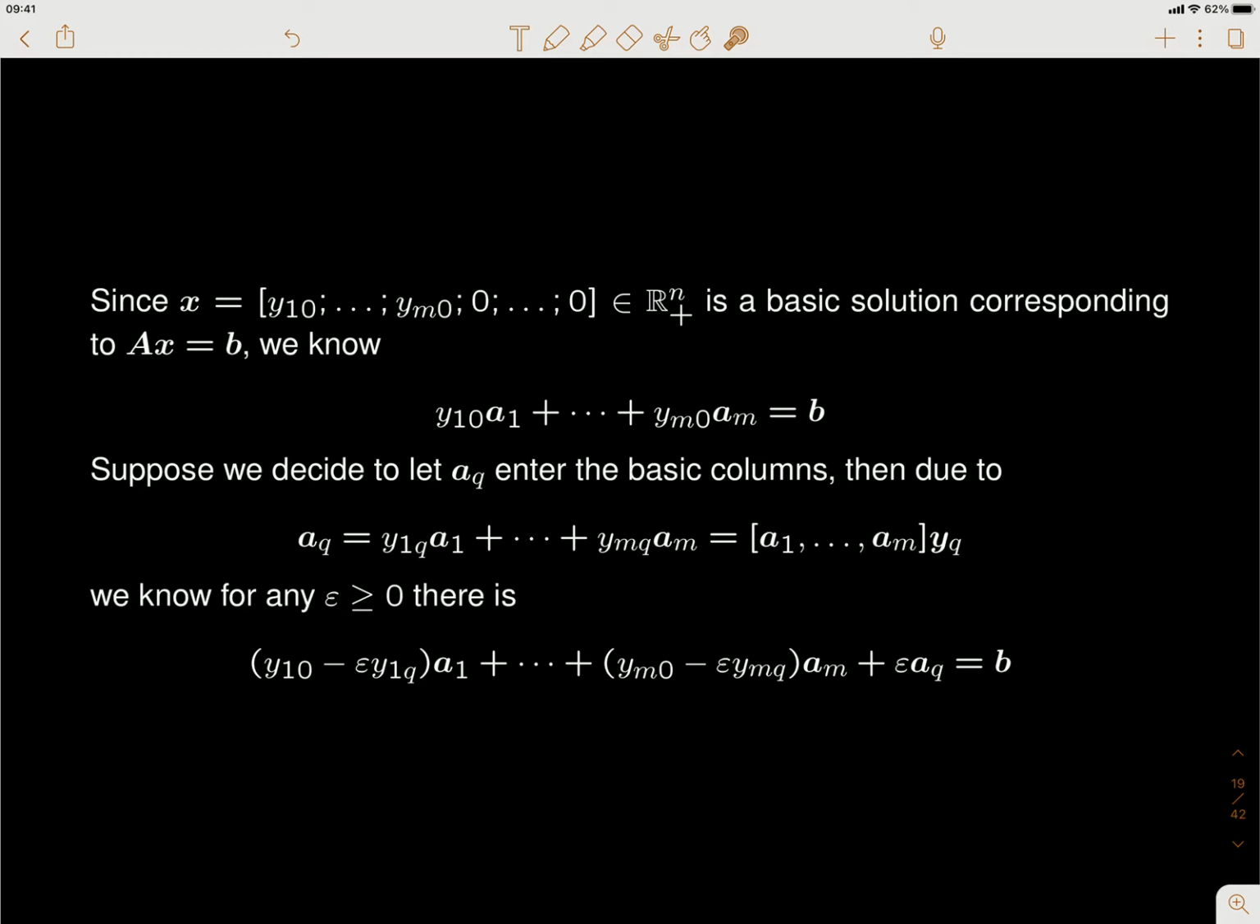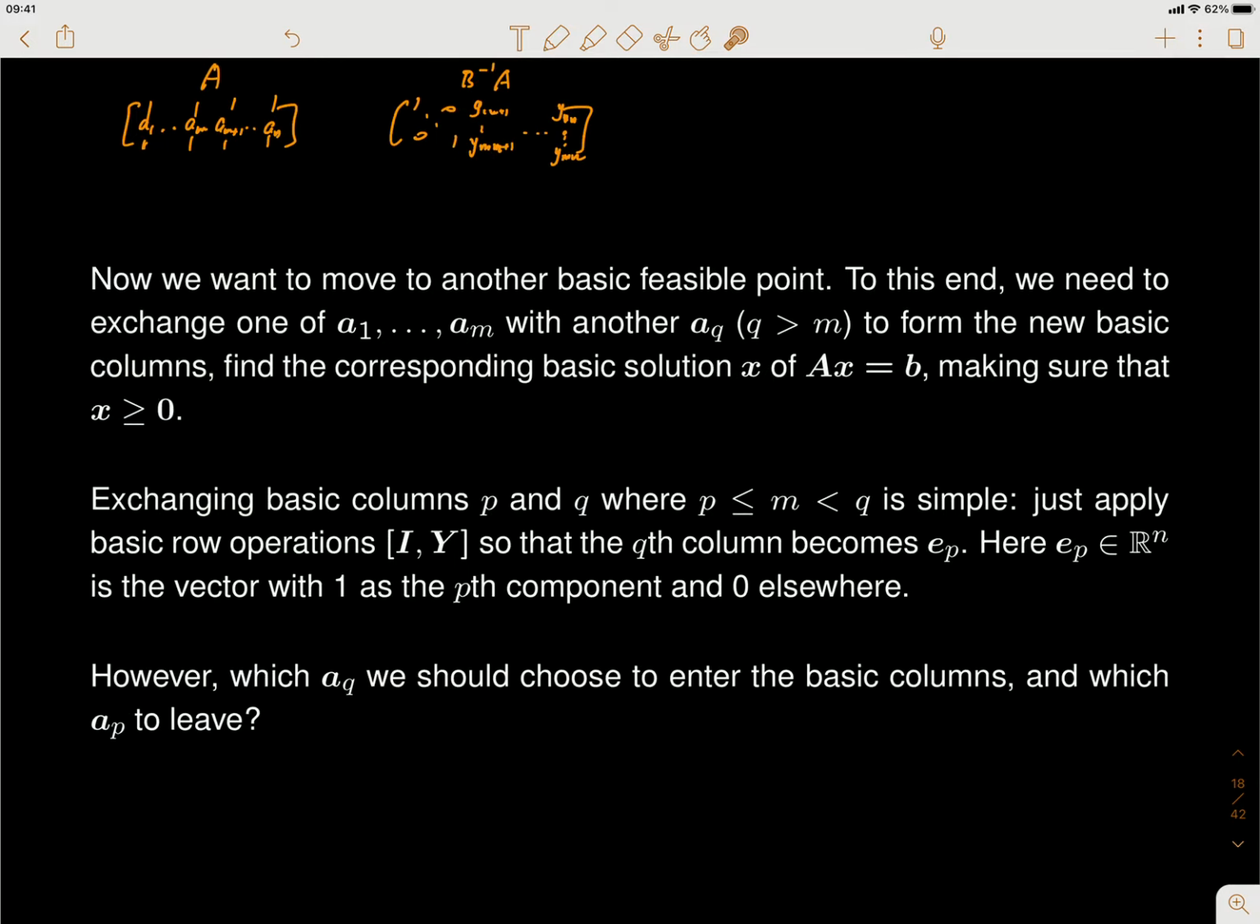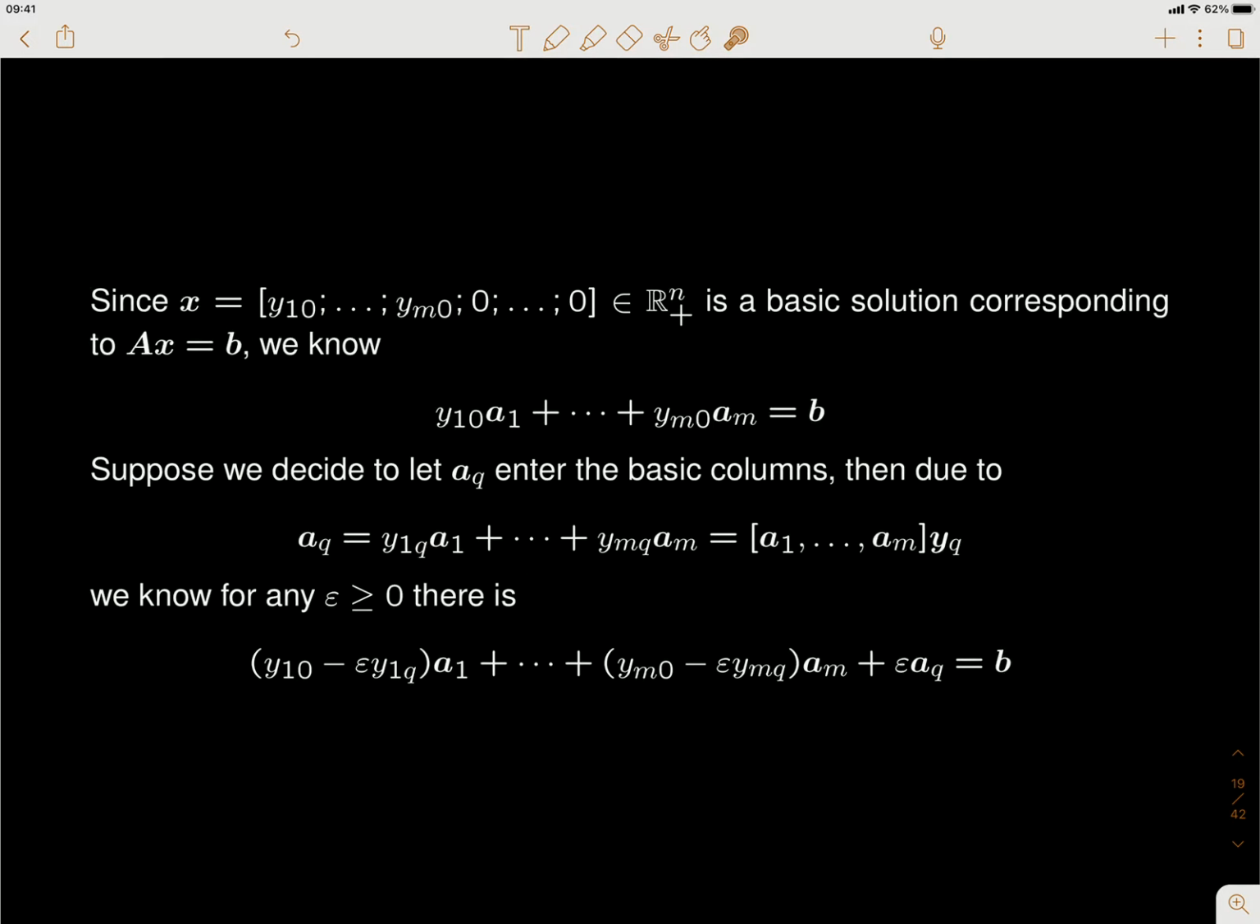Now suppose we decide to replace one of these basic columns by AQ, and recall that AQ can be written as a linear combination of A1 through AM, using yq as the coefficients. Remember that this yq is the q-th column in this big matrix Y, right? So yq is just that. This will be the coefficient that we use to represent AQ using A1 through AM.